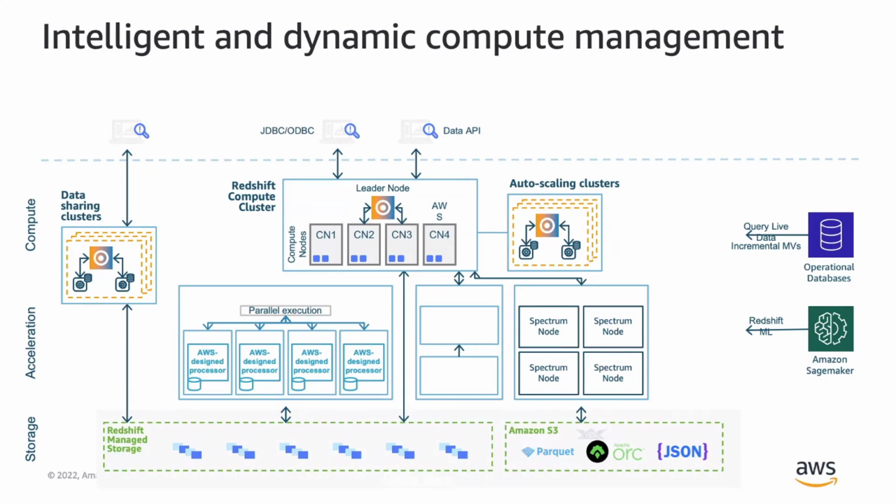Additionally, we introduced AQUA, or Advanced Query Accelerator, which is a hardware accelerated cache that boosts queries up to 10x faster than other cloud data warehouses. Also, the Spectrum Fleet to optimize data lake queries, data sharing, materialized views, auto refresh, and auto query rewrite, plus many more, are at the foundation of this capability.